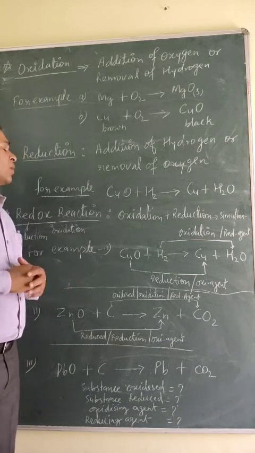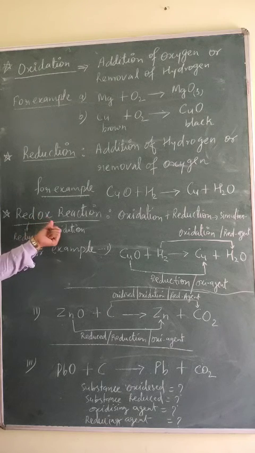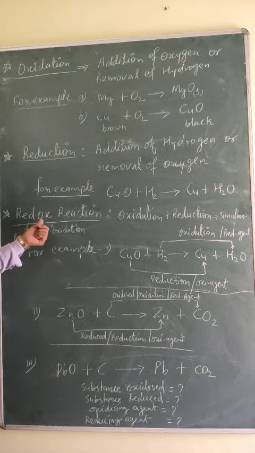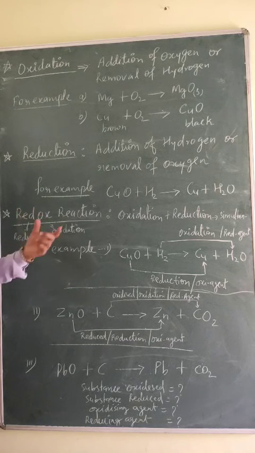Now, what is a redox reaction? In the word itself you can see red-ox. Here red means reduction and ox means oxidation. Redox reactions are such type of reactions in which reduction and oxidation take place simultaneously. Both the reactions are going on simultaneously.